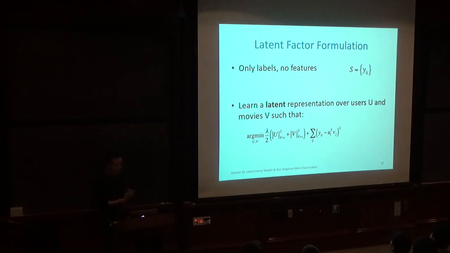So this is the latent factor formulation for the collaborative filtering problem. We only have labels and no features. So in some sense it's kind of an inverse of the traditional unsupervised learning problem. We want to learn a latent representation over users and movies such that we minimize this error.